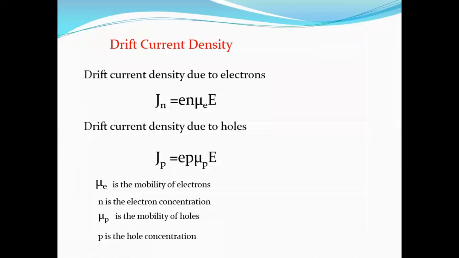Next, drift current density. The drift current density due to the electrons is proportional to the applied electric field. Jn equals e n mu n E, where mu n is the mobility of electrons and E is the electric field. Similarly, the drift current density due to holes is given by Jp equals e p mu p E, where mu p is the mobility of the holes and E is the electric field, where small e is the charge of the electron and p is the hole concentration here.